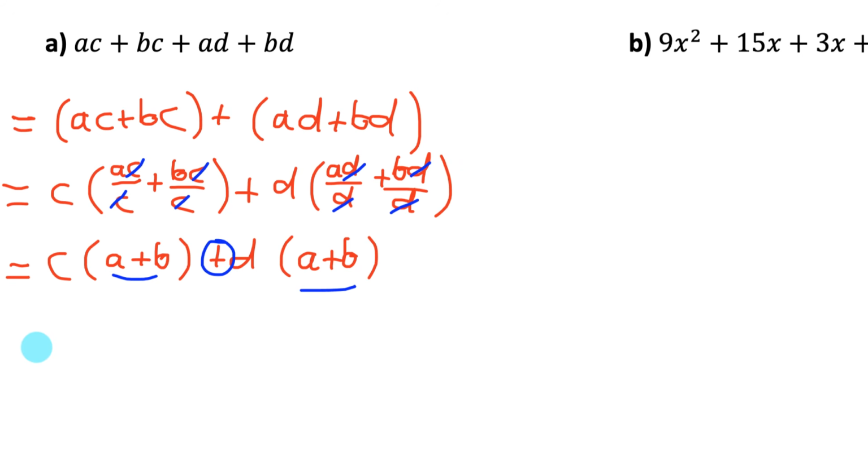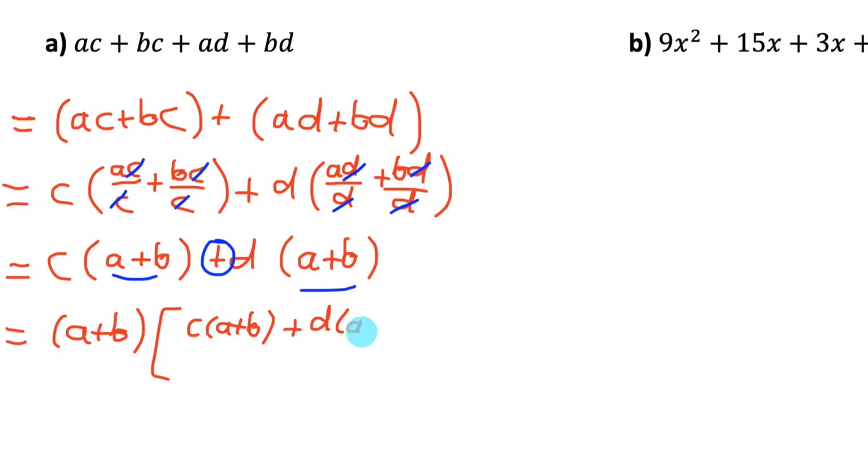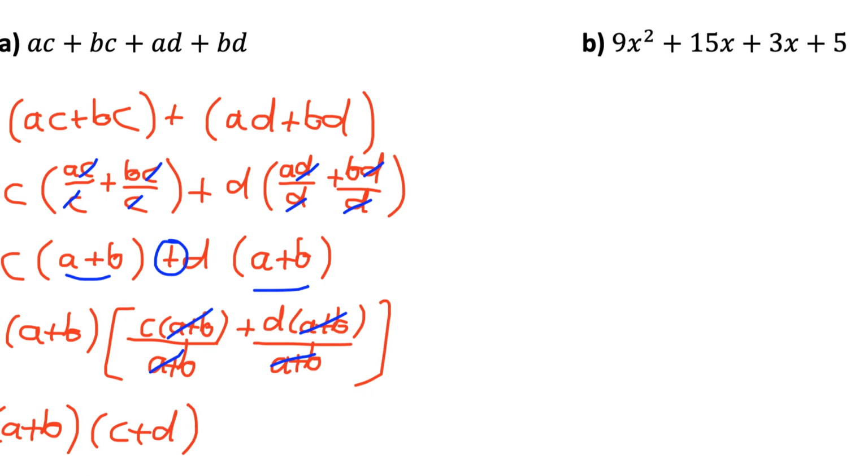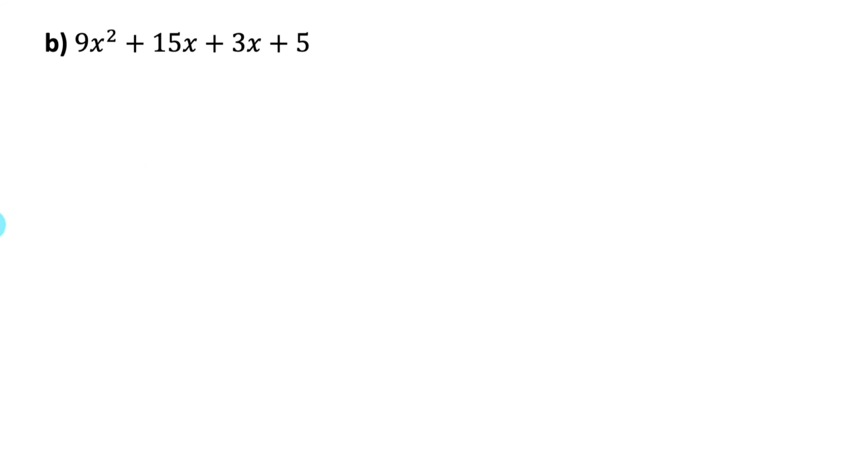So what I can do now is remove that binomial common factor from both terms. I'll write the a plus b out front, and then in brackets, I need to divide both terms, the c times a plus b and the d times a plus b, by that factor of a plus b that I removed as a common factor out front. The a plus b's will cancel for both of those terms, and what I'm left with is a plus b times c plus d. For the last one, let's try and do this in fewer steps.